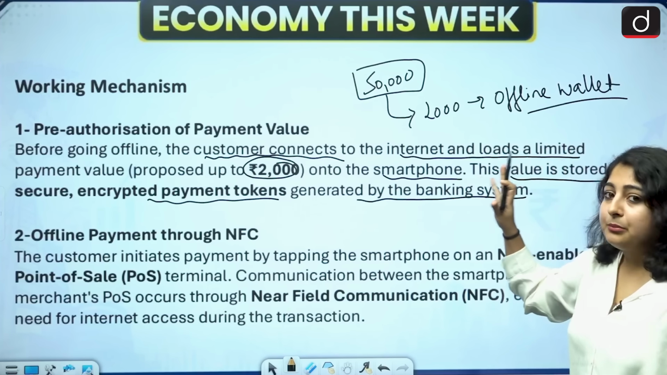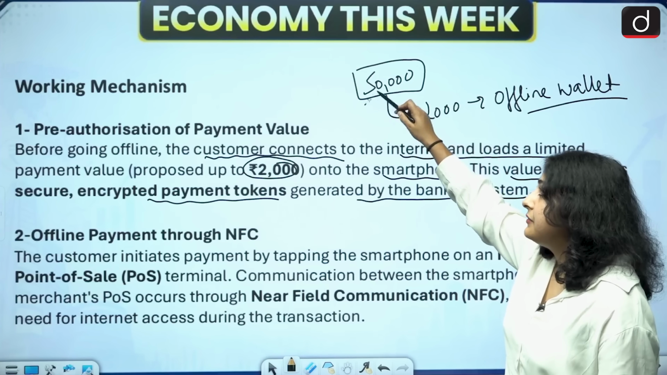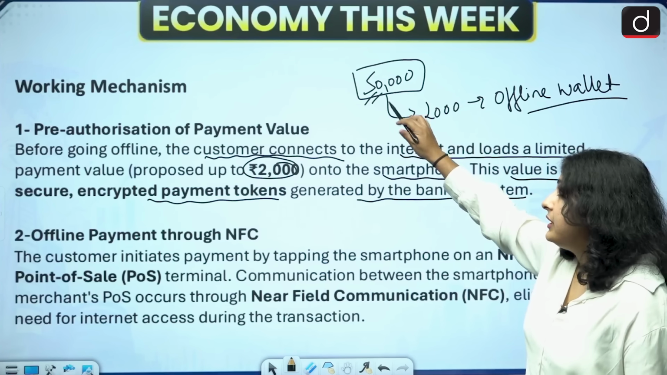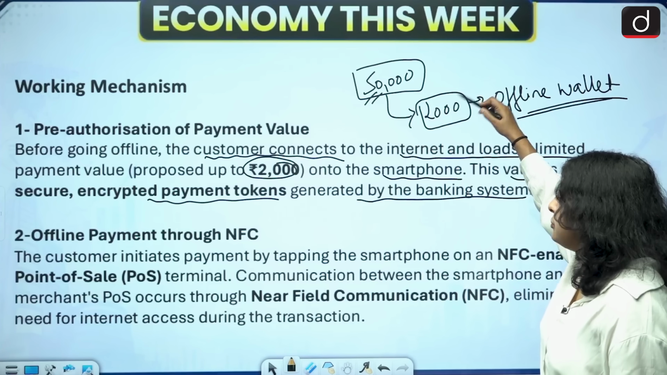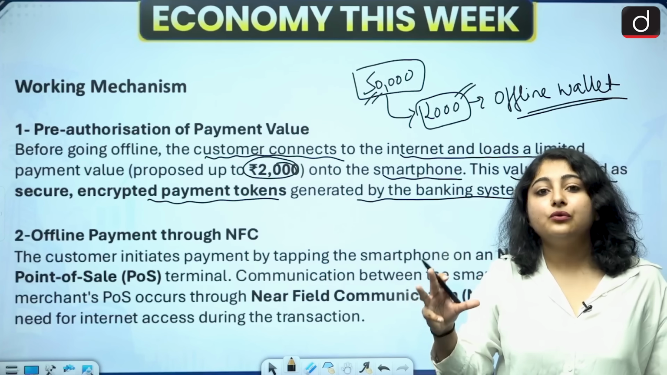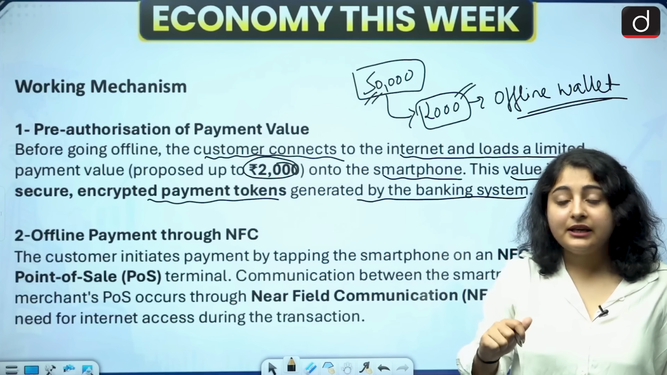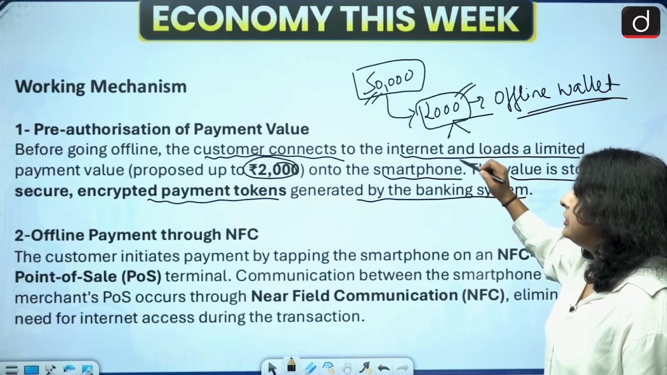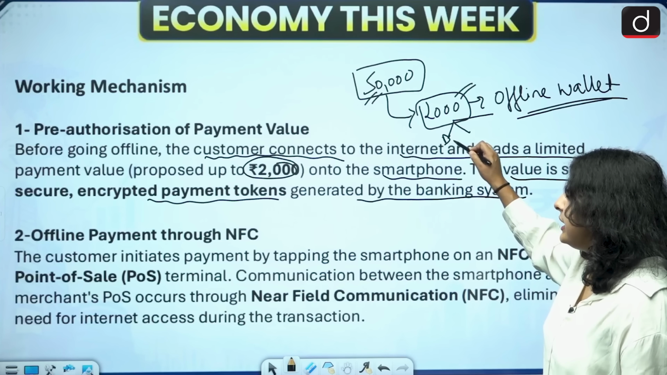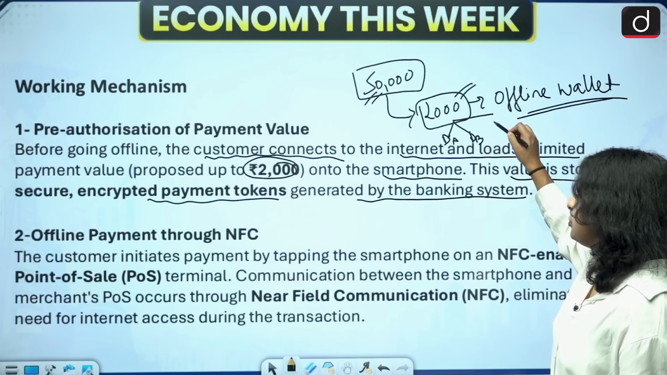We have taken an example. Let's just say your bank balance is 50,000 rupees. Now out of this 50,000, 2000 rupees will be reserved as your offline wallet, so that you can use this 2000 rupees when your mobile phone has no internet connectivity, right? And these 2000 rupees will be kept as digital tokens. For example, digital token A, digital token B, digital token C.